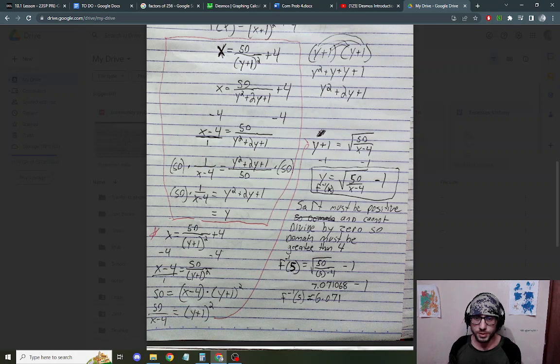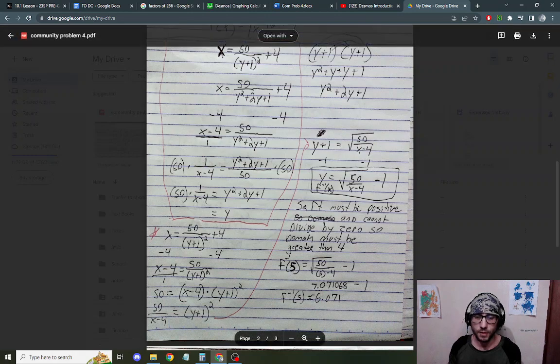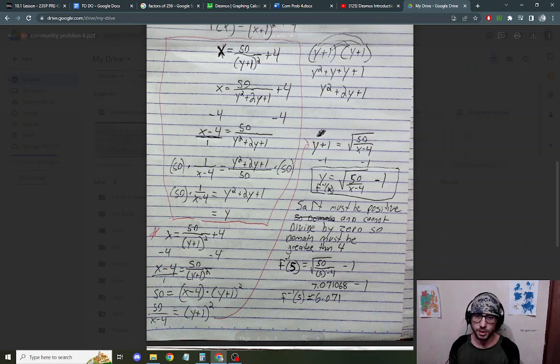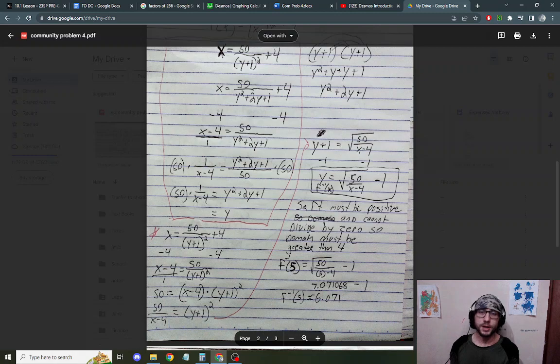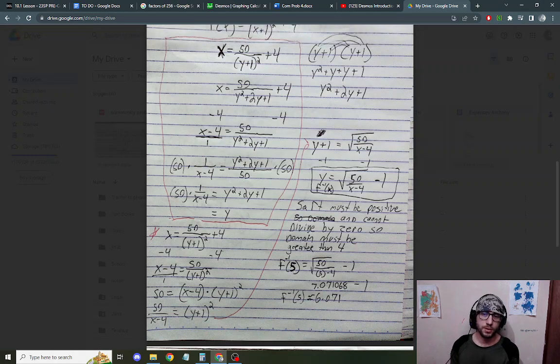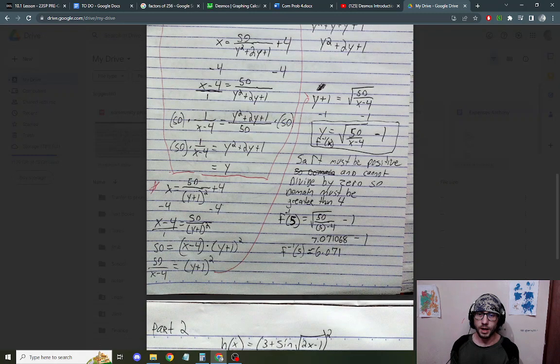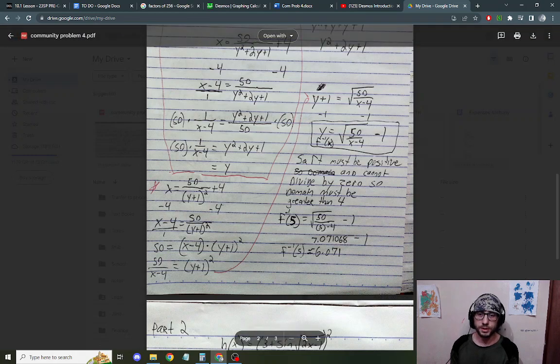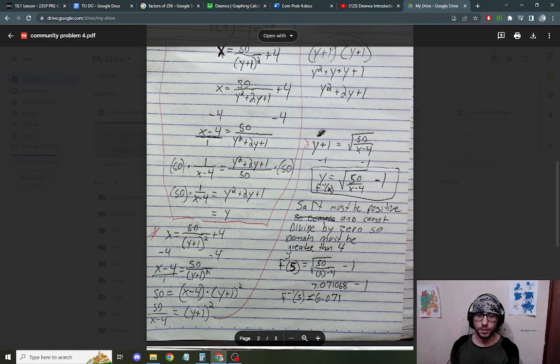Subtracted 1 from both sides, and then I got my final inverse function, which is the inverse of f of x is equal to the square root of 50 over x minus 4, all of that minus 1. If I could have simplified this more, please let me know. I am not sure if I could or should, so that's where I stopped. But this appears to work, so I think we're good to go.